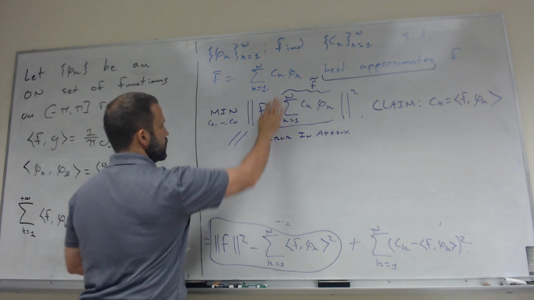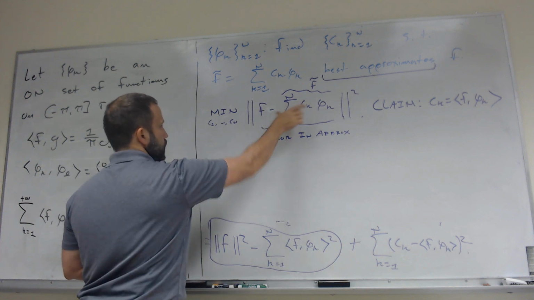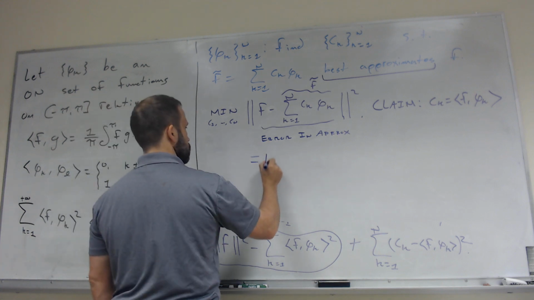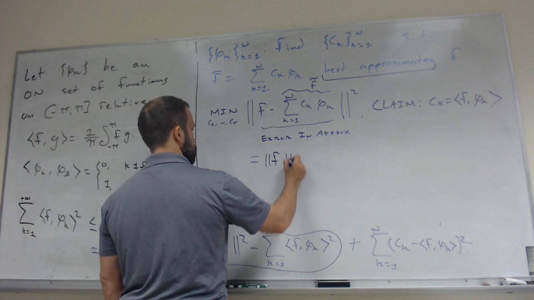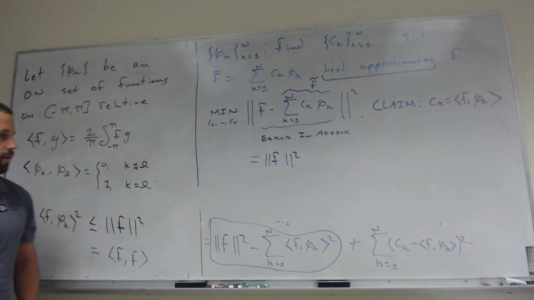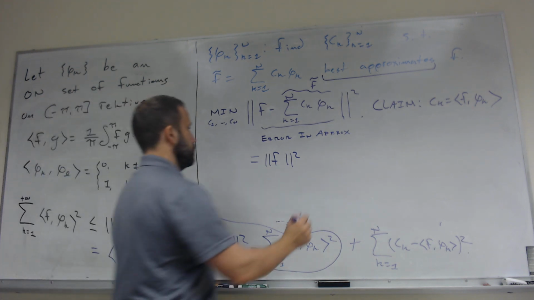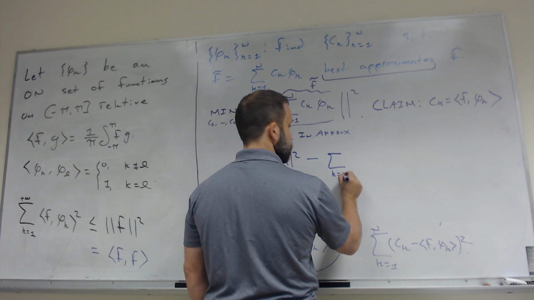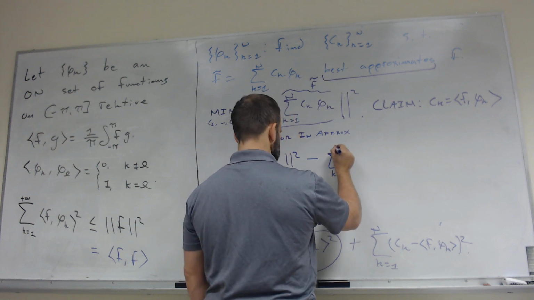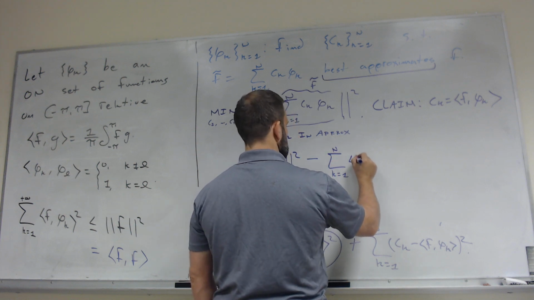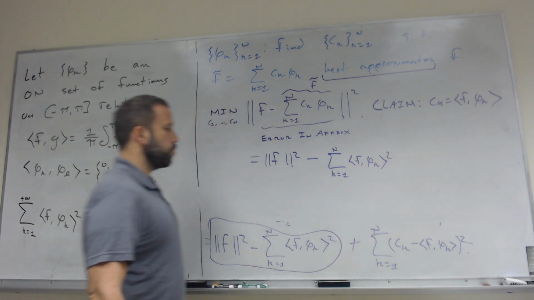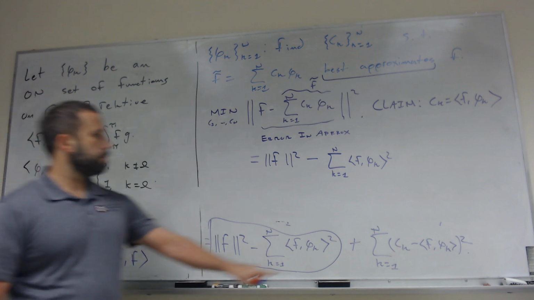So this quantity here is equal to this: the norm of f squared minus the sum, k equals 1 to n, of the inner product of f and phi k, squared, plus this.